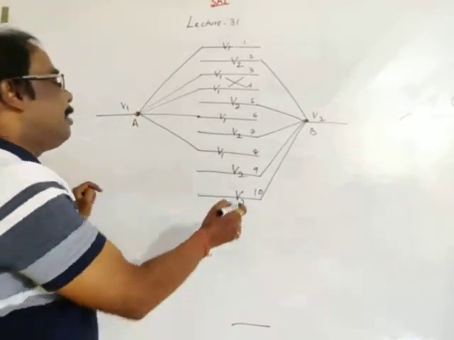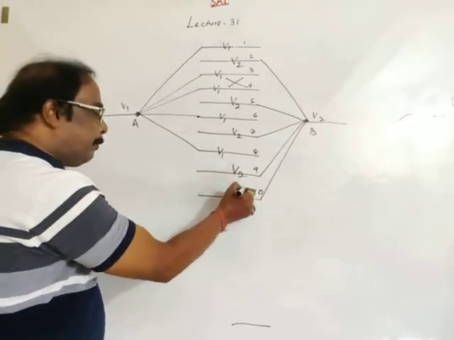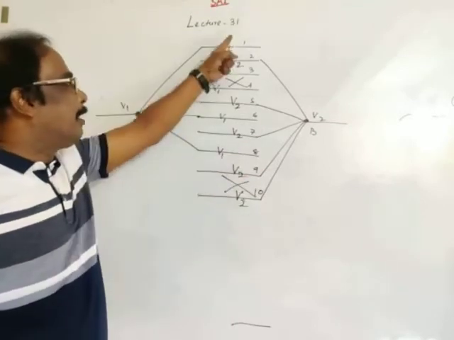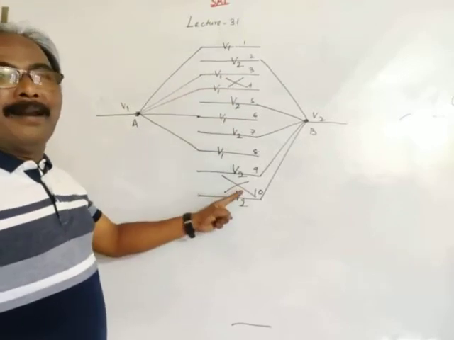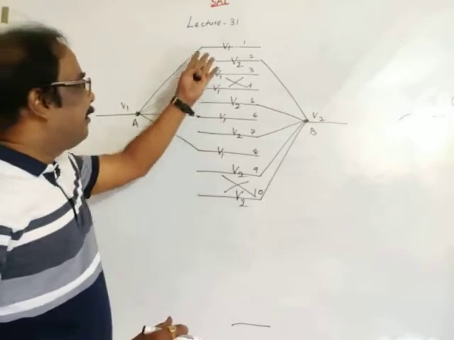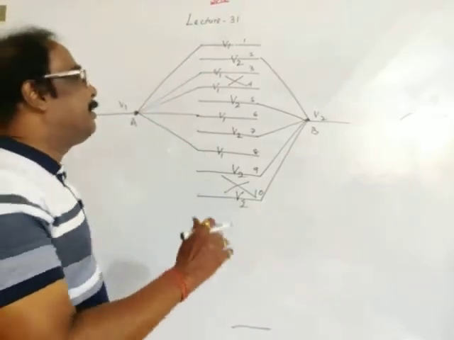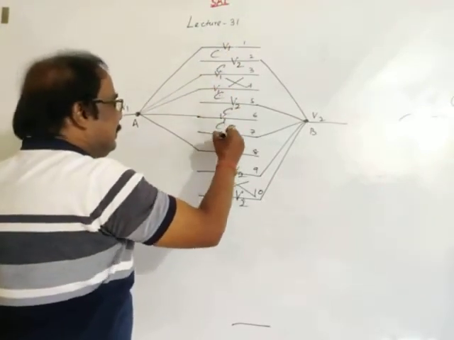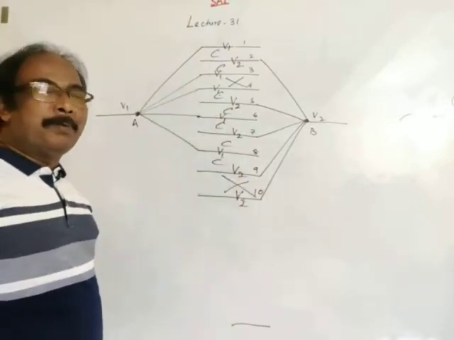Similarly, plate 9 and plate 10 are at the same potential V2 and V2, so this gap will not give us any capacitance. So there are 9 gaps, and 2 gaps are not considered to have any capacitor. The remaining gaps are 9 minus 2, 7. We will have 7 capacitors, each of capacitance C.